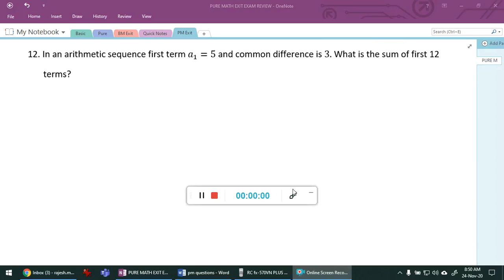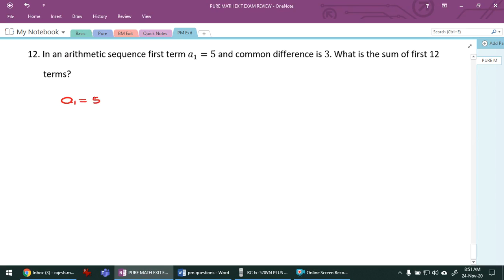That's all. Question number 12. In an arithmetic sequence, the first term a1 is 5 and the common difference is 3. What is the sum of the first 12 terms? Okay, we have the first term a1 is 5 and the common difference, the letter d, equals 3. So this is an arithmetic sequence. What is the sum? Sum of the first 12 terms. 12 terms means n equals 12.